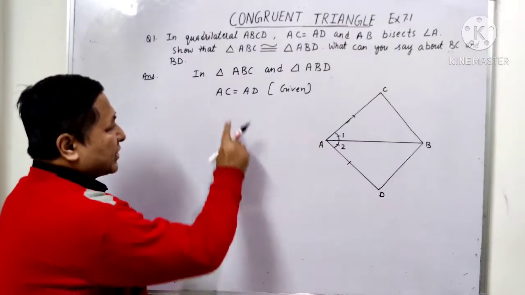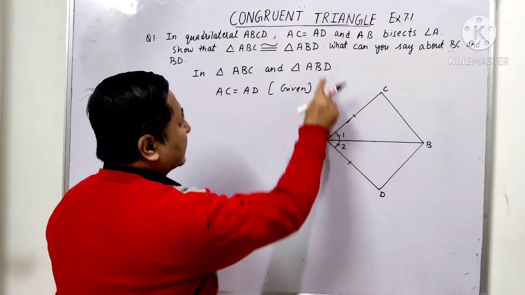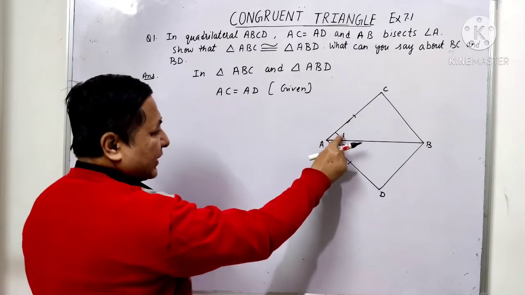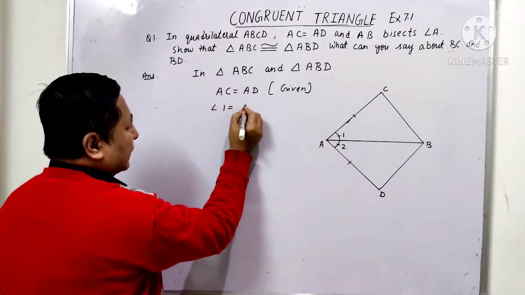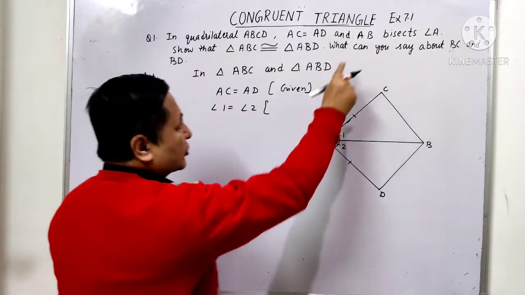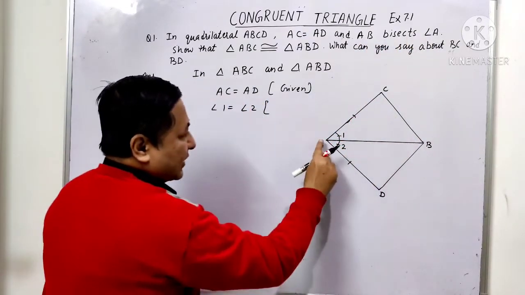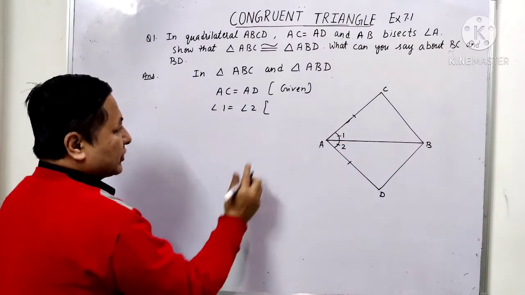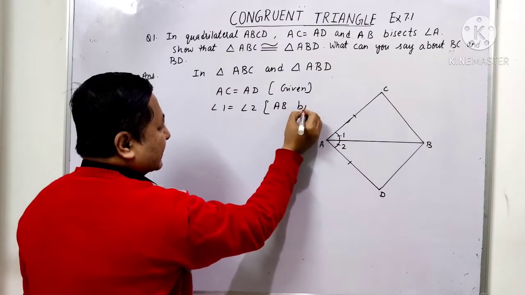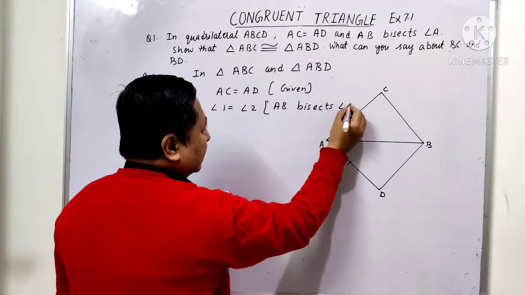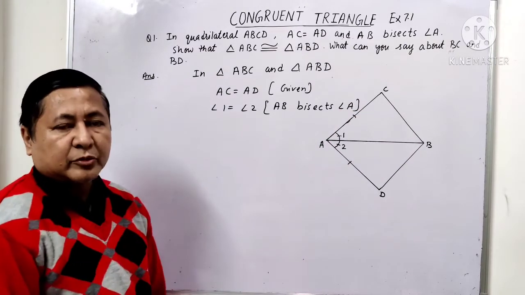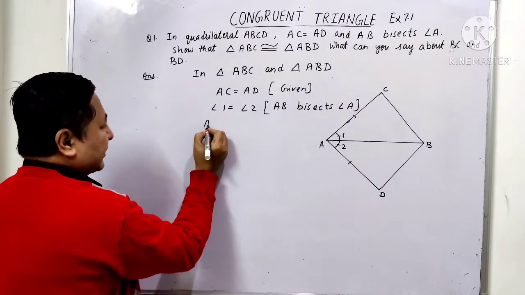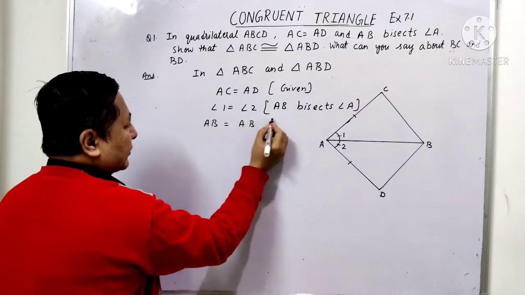Now what is given in the question is AC and AD. This AC and AD are equal, that is given in the question. And also we can see that angle 1 equals angle 2. How can we say that? Because in the question it is given that AB bisects angle A. This line segment AB is bisecting the angle A, which means angle 1 and angle 2 will be equal. Now one more thing is required to prove congruence, and if you see carefully, this AB is common to both triangles. So AB is equal to AB, common.